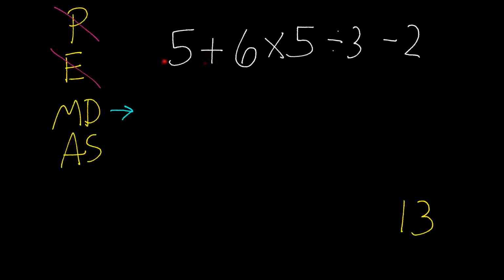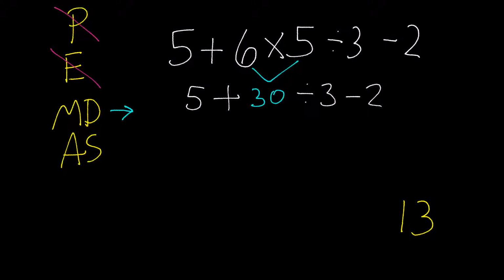So as we work our way through the problem, we run into multiplication first. So 6 times 5 is 30. Then I'm going to rewrite the problem using the parts that I haven't used yet. And if we notice, we still have division. So we haven't finished this step yet, so now I need to divide. 30 divided by 3 is 10.